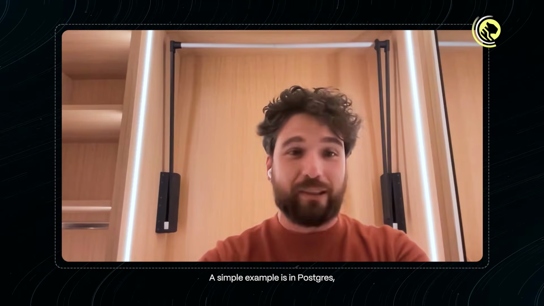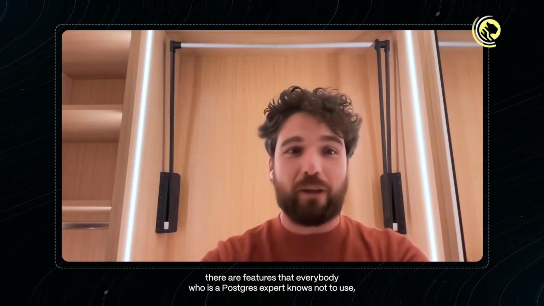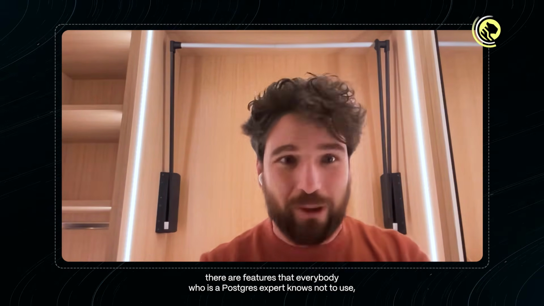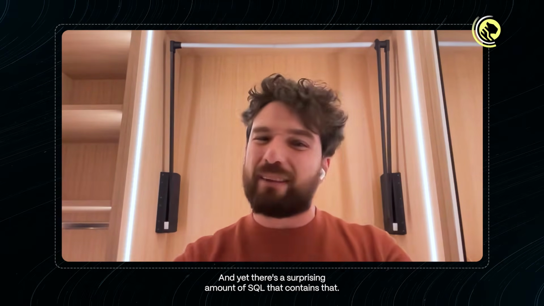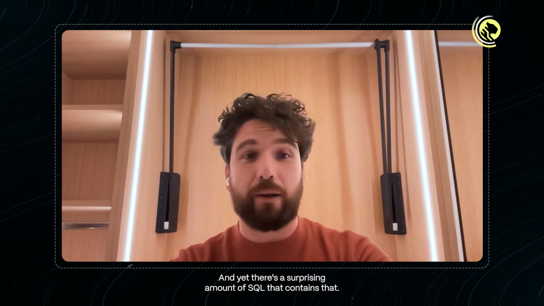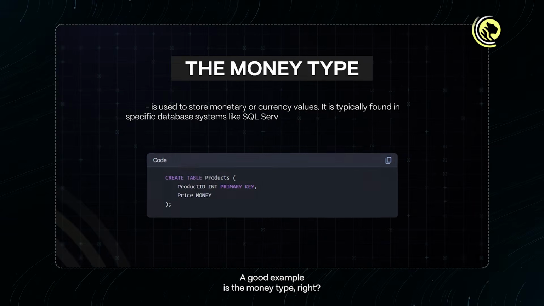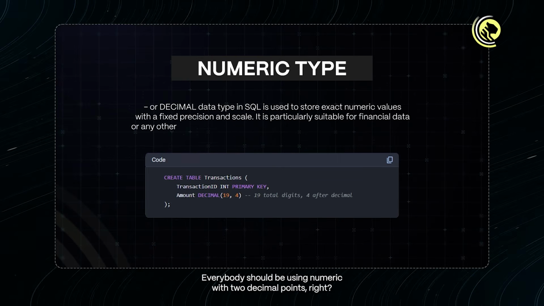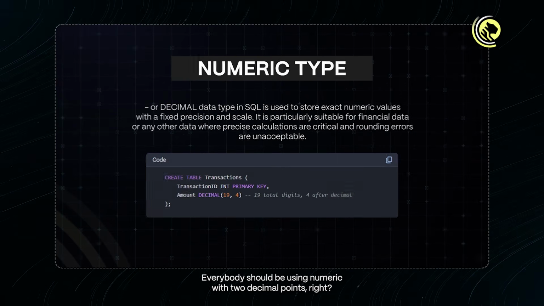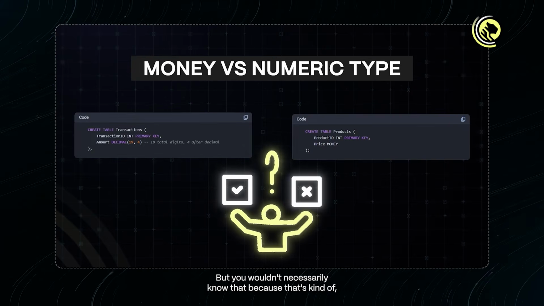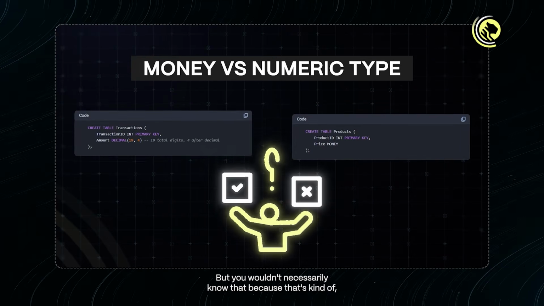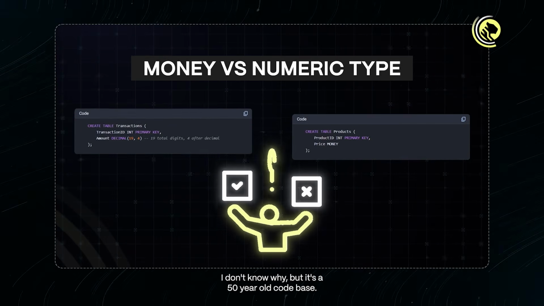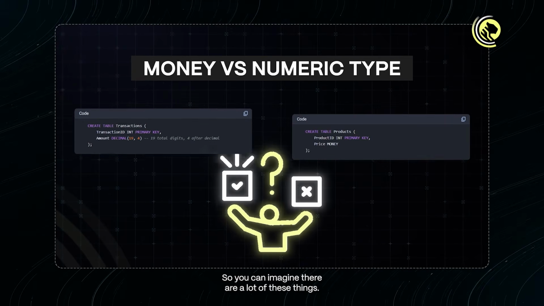A simple example is in Postgres, there are features that everybody who is a Postgres expert knows to stay away from, and yet there's a surprising amount of SQL that contains them. A good example is the money type. Nobody should be using the money type. Everybody should be using numeric with 2 decimal points. But you wouldn't necessarily know that because the money type is still in there. I don't know why, but it's a 50-year-old codebase, so you can imagine there are a lot of these things.